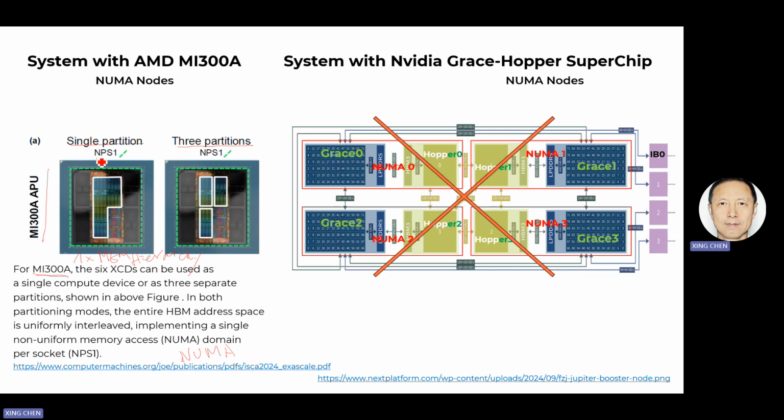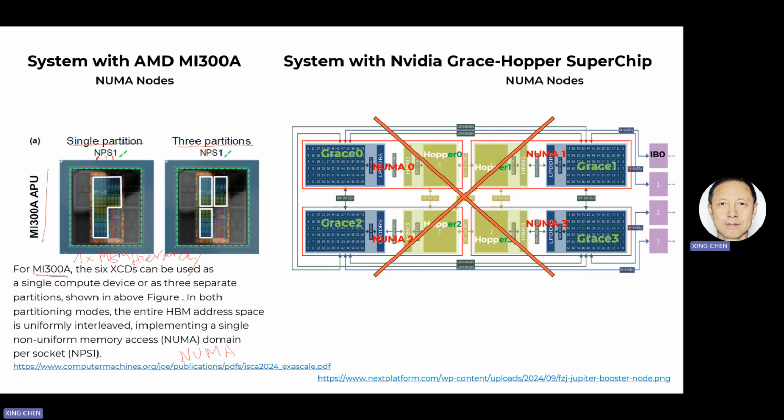So one NUMA node per socket. NPS means NUMA per socket. So you always have one NUMA per socket because you always have one memory hierarchy per socket, per APU. So even if you have three partitions, you have only one NUMA node. Okay, that's for the AMD side.